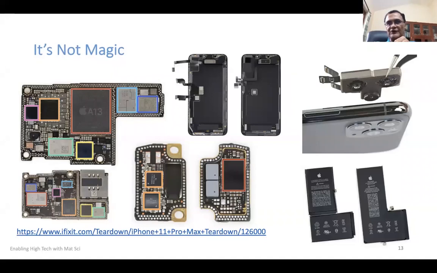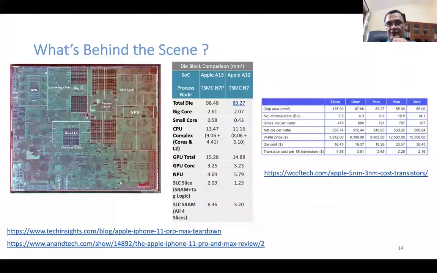Okay, so I wanted to communicate that it may seem like magic, but when you tear it apart and put it back together, there are discrete elements which make the iPhone or any other gadget do what it does. And in this particular presentation, we will be covering the memories or the logic, the integrated circuits which go into the heart of the iPhone. Next slide, please. So this is what's behind the scenes, and I will be spending a few minutes on this slide.